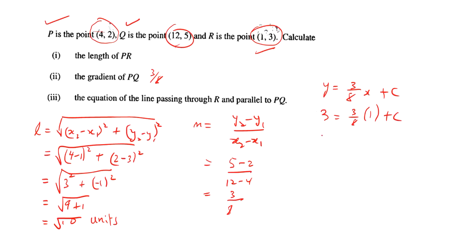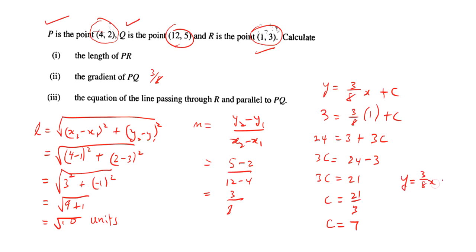We multiply everything by 8, so we end up with 24 is equal to 3 plus 3c. So 3c is equal to 24 minus 3. Therefore 3c is equal to 21, and c is equal to 21 over 3. Therefore c is equal to 7. So the equation of the line that we want is y equals 3 over 8 x plus 7. Okay. So with coordinate geometry, you need to practice some questions, and this is a good starting point.